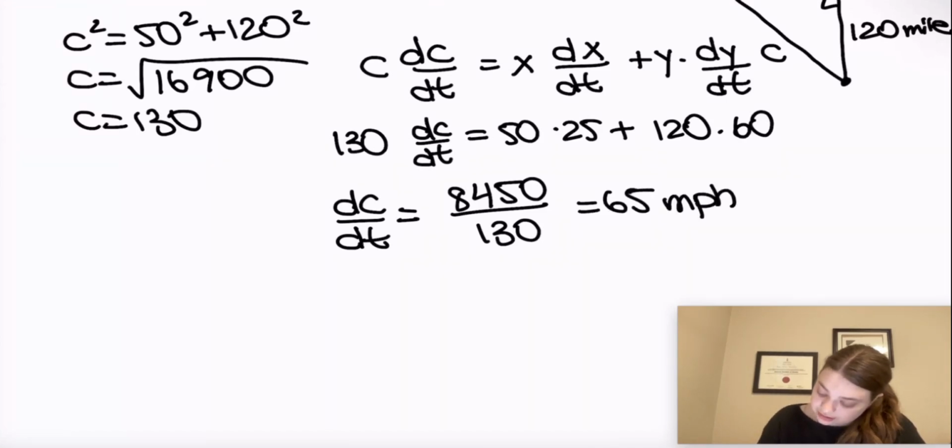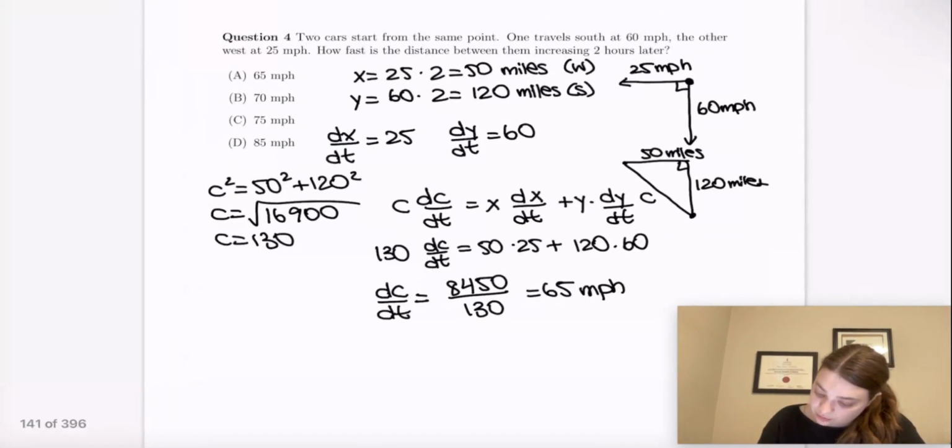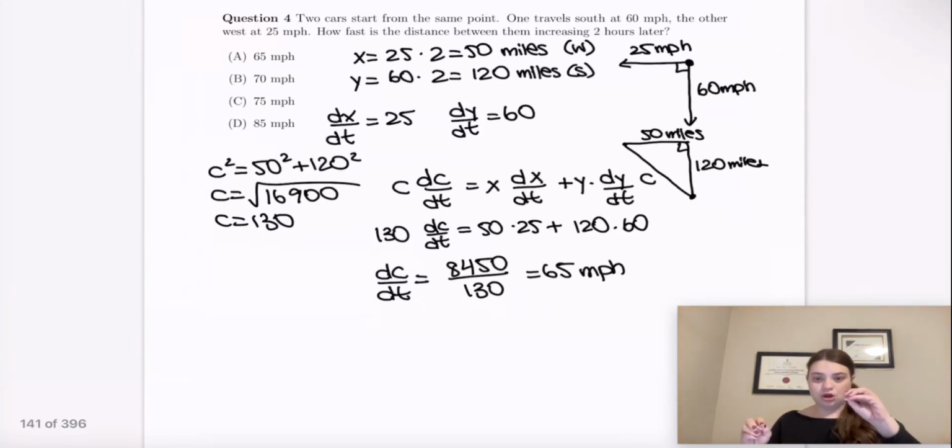So therefore, the rate of change of the distance between the two cars after 2 hours of them driving in this way from the same point would be 65 miles per hour. So A is our answer here.